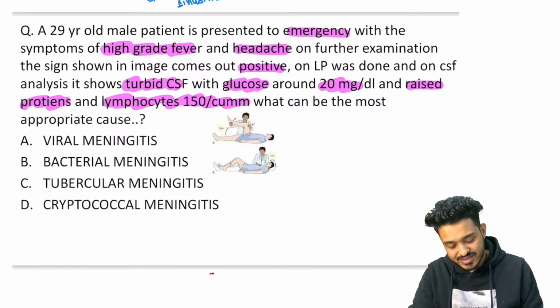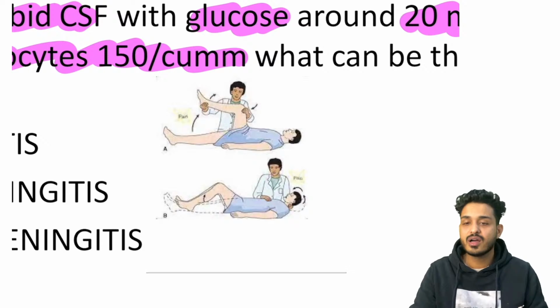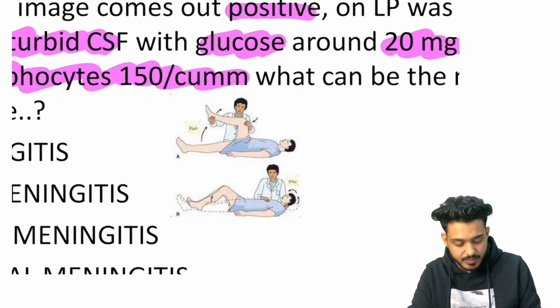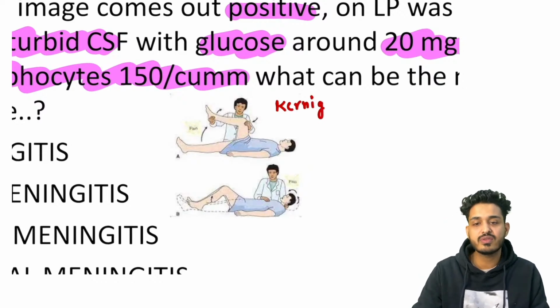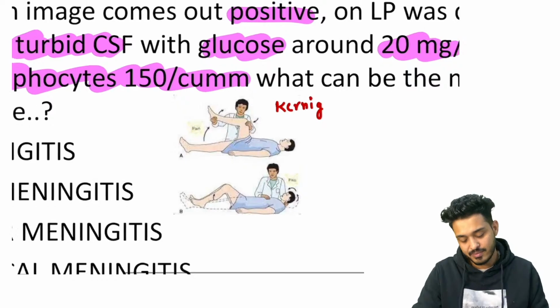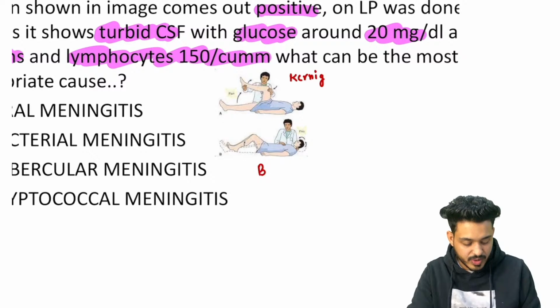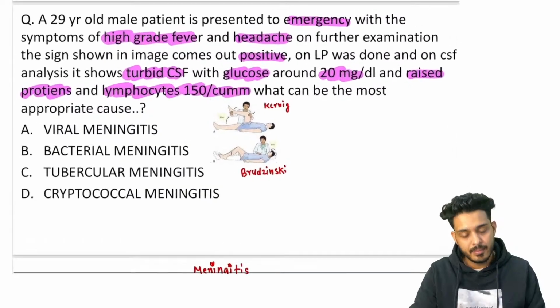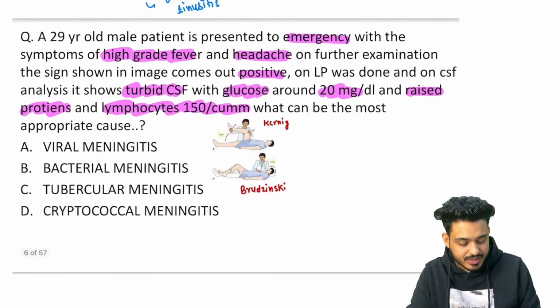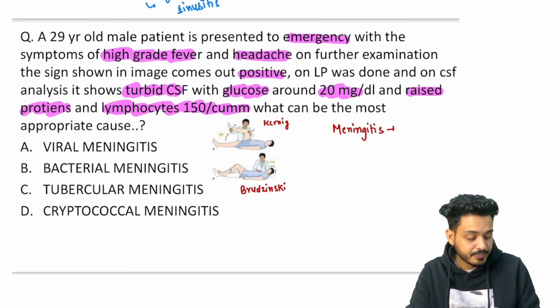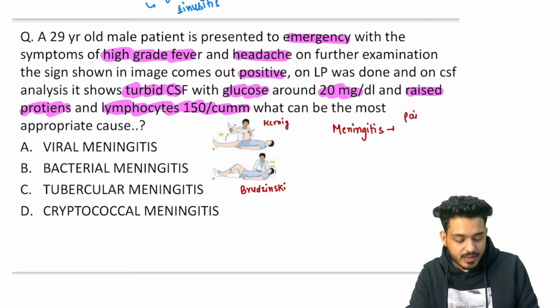First of all, tell me what is this particular sign? This is going to be your Kernig sign. On the extension of the knee, there will be pain, that is known as Kernig sign. And that second sign that we are having is going to be your Brudzinski sign. Both of them are going to be positive in the cases of meningitis. So what are the things you will be suspecting in the cases of meningitis? What will you find in meningitis? In meningitis you will be having pain, you will be having fever, headache will be there, right?